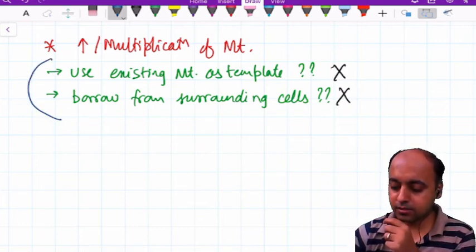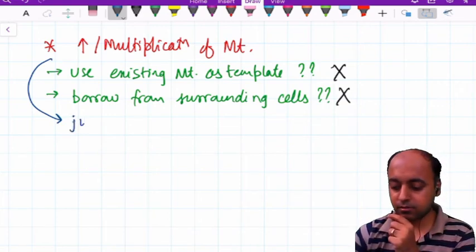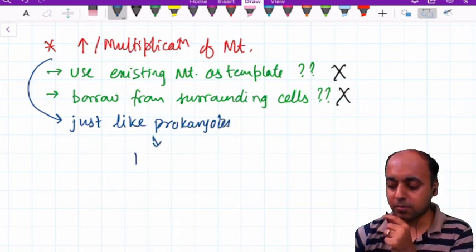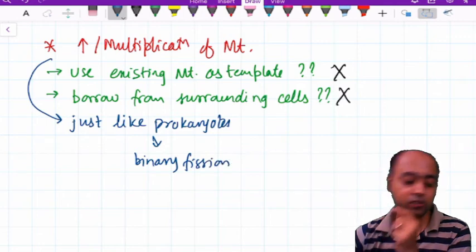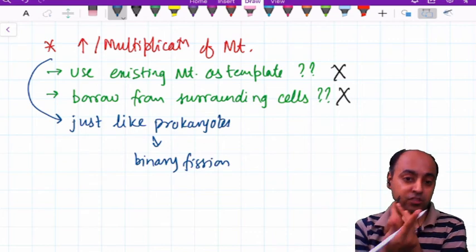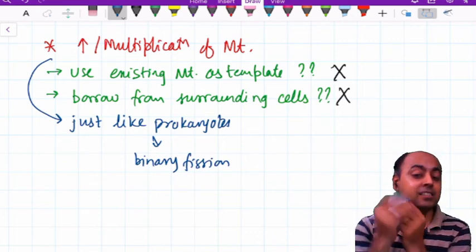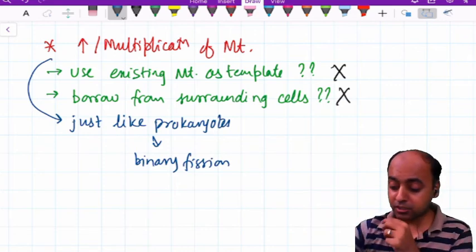The answer is, just like prokaryotes, binary fission. 1 into 2, 2 into 4, 4 into 8, 8 into 16, like that. Just like prokaryotes, it will grow in number by binary fission. So remember, all mitochondria will come from pre-existing mitochondria. This is one point. All mitochondria will come from pre-existing mitochondria.